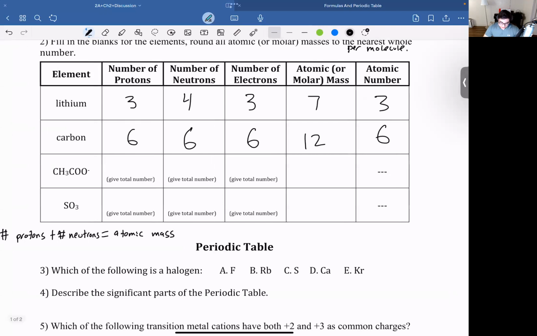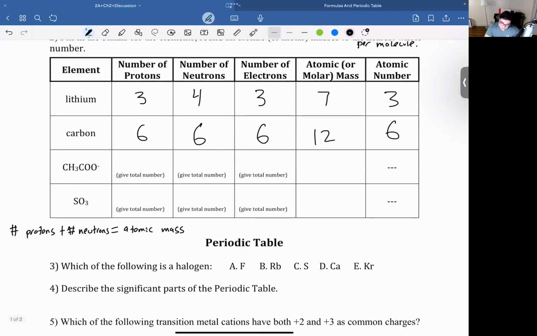Great. So for this next one, we have CH3COO minus. What you want to do is look at each atom individually first, and then treat them all as if they're neutral. And then we'll talk about the charge later. So treat them all like they're neutral, and then find the number of protons and neutrons first. Electrons, wait on. So carbon, as we saw, has 6 protons and an atomic mass of 12. I'm going to do the protons first just to make things easier. So carbon has 6 protons.